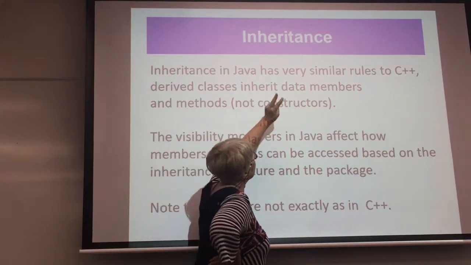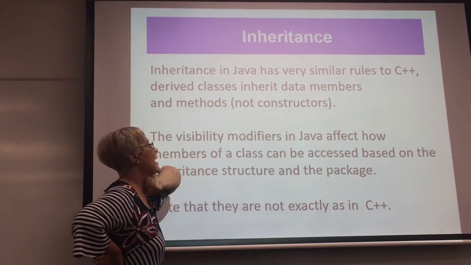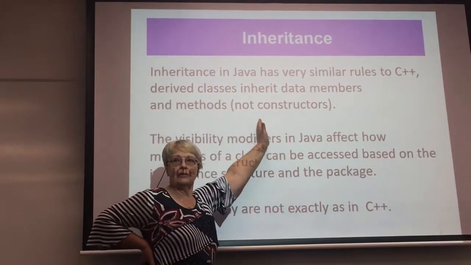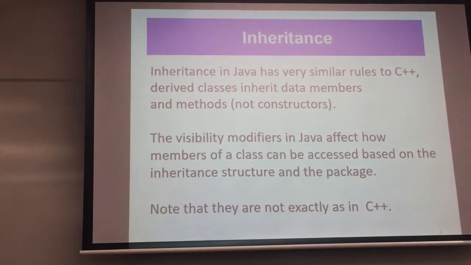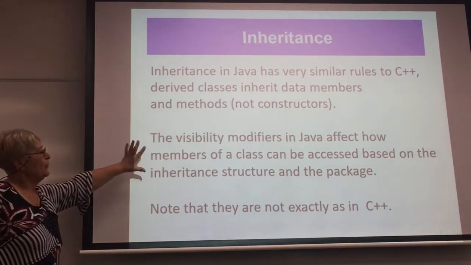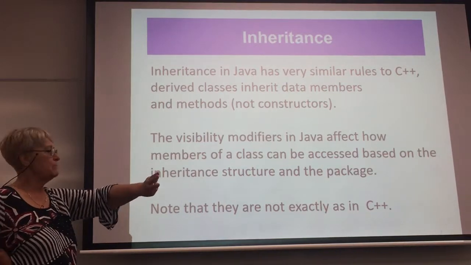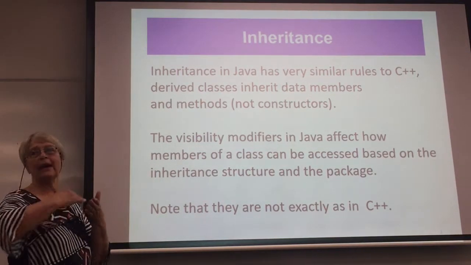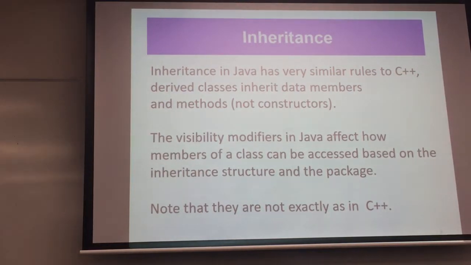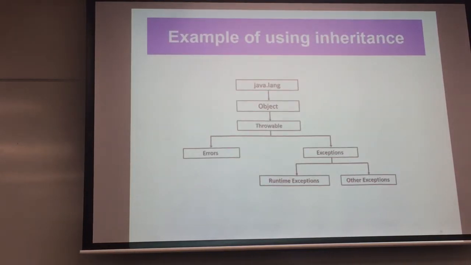Like in C++, when we derive classes, they inherit data members and methods. Constructors are not inherited. So you have to be aware of this and deal with that. But you will see the system provides some default constructors, as we know. Visibility modifiers stay as in C++, 3 of them, but there are 4 levels. So there is a difference here, because of these 4 levels of visibility.